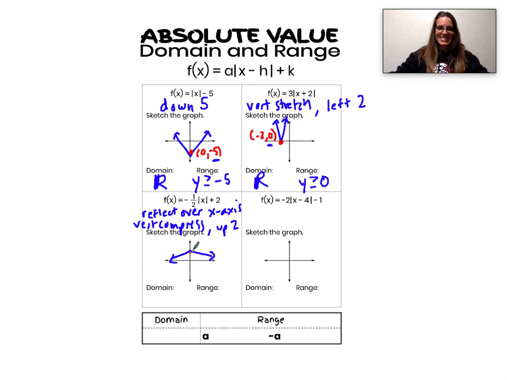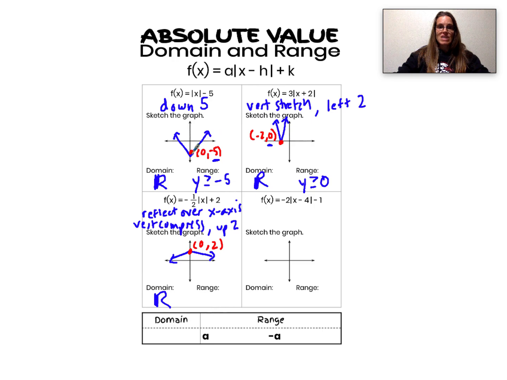What's my vertex? I didn't move left or right, so my x-coordinate is 0. I moved up 2, so my vertex is (0, 2). Okay, the domain, even though the graph looks really different, my domain remains all real numbers. The graph goes forever to the left and forever to the right. What's the range? The range is different.